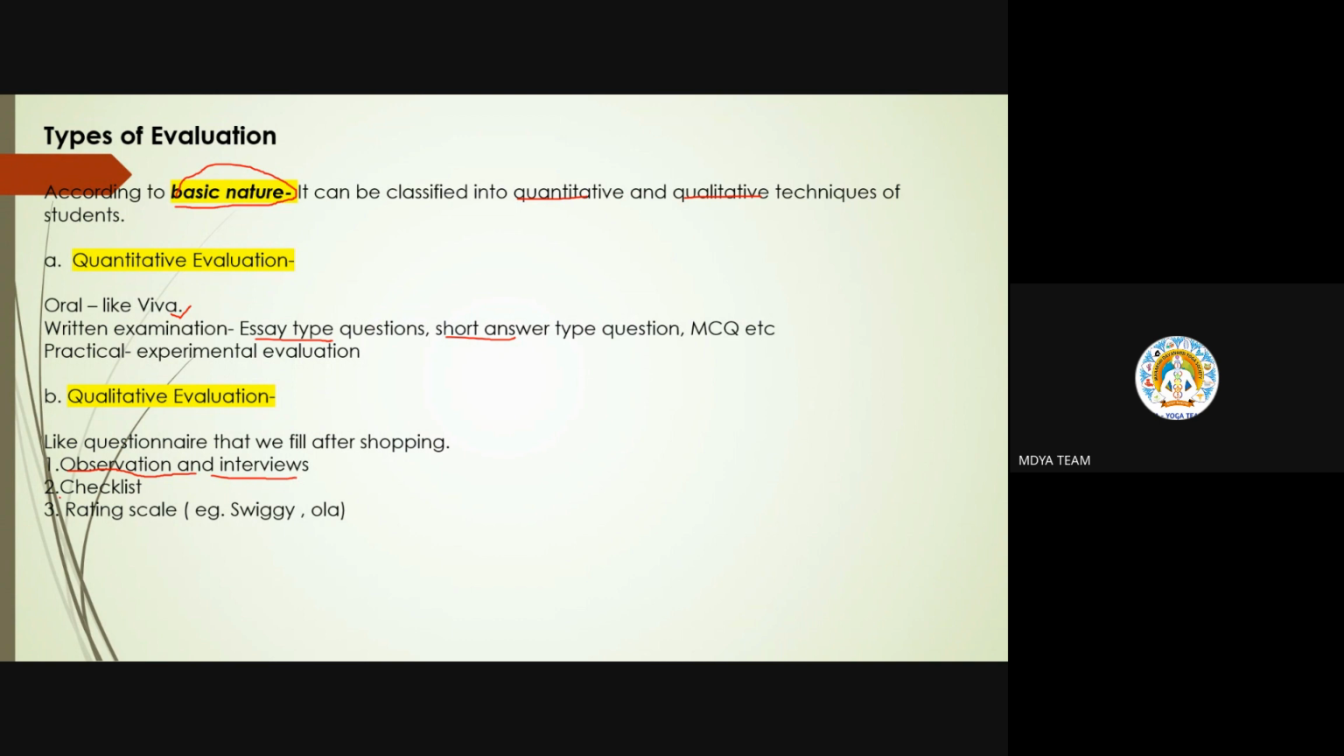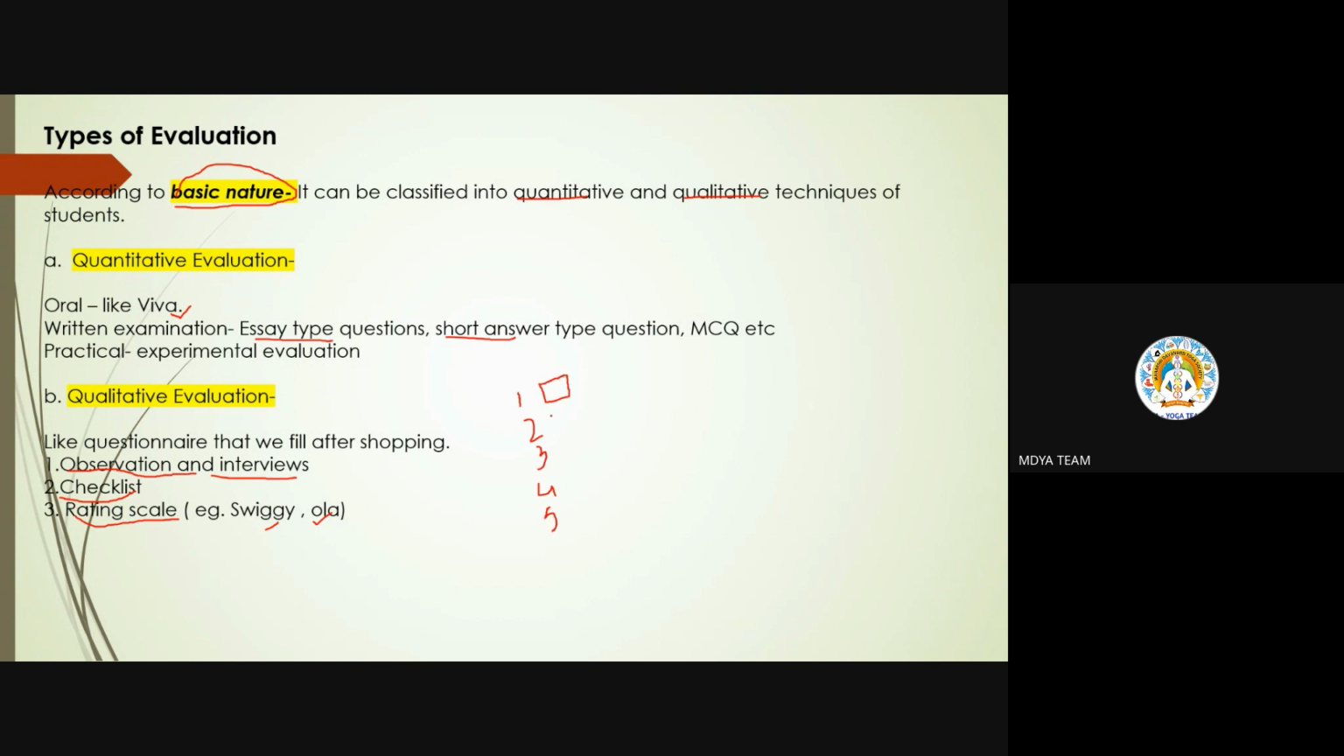Now the checklists and the rating scales. You are aware of the rating scales, like Swiggy, they ask you for ratings. In Ola, they ask you for ratings. And for the checklist, like we are taking an interview of a candidate, and we have to measure certain qualities, and we have prepared certain questions, and on the basis of those questions we have to evaluate whether the candidate possesses that quality or not.